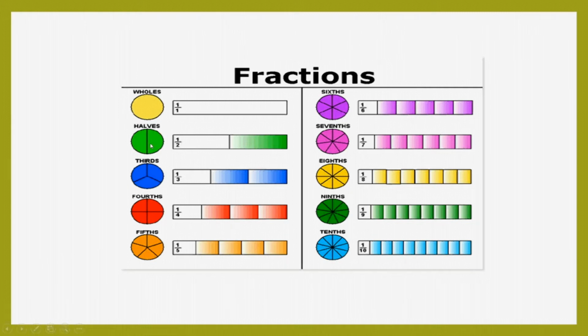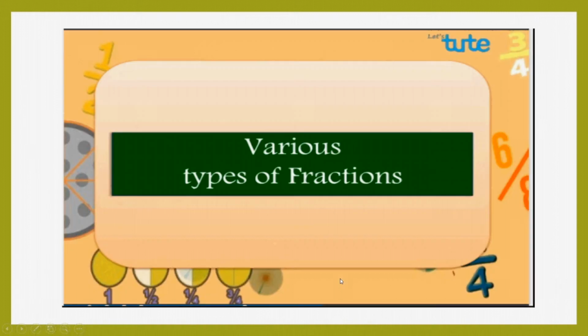1 by 2 is called 1/2. 1 by 3 is called 1/3. 1 by 4 is called 1/4. 1 by 5 is called 1/5. 1 by 6 is called 1/6. 1 by 7 is called 1/7. 1 by 8 is called 1/8. 1 by 9 is called 1/9. And 1 by 10 is called 1/10.